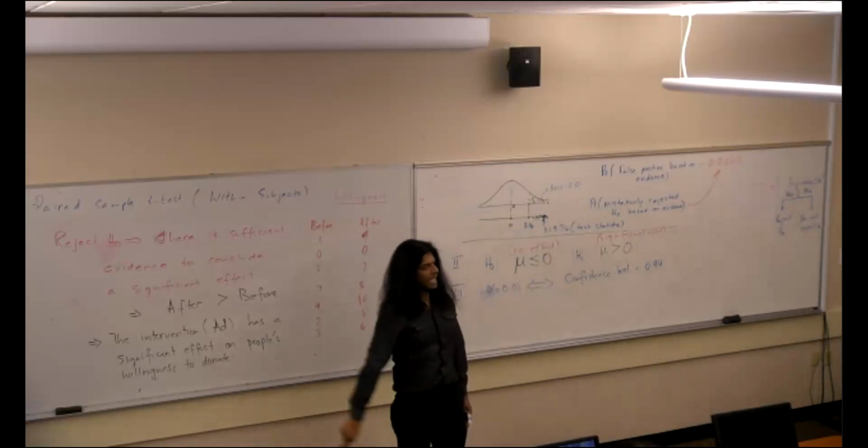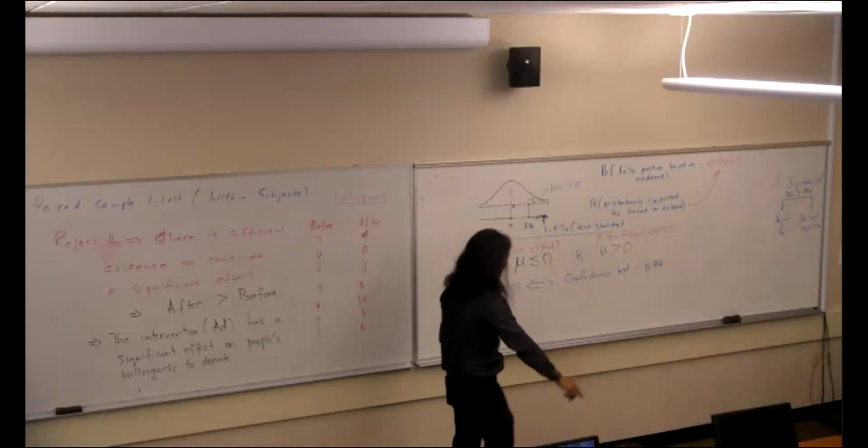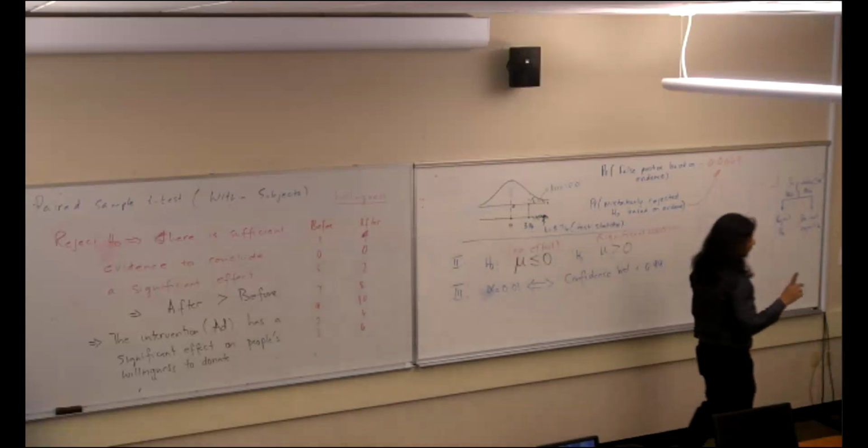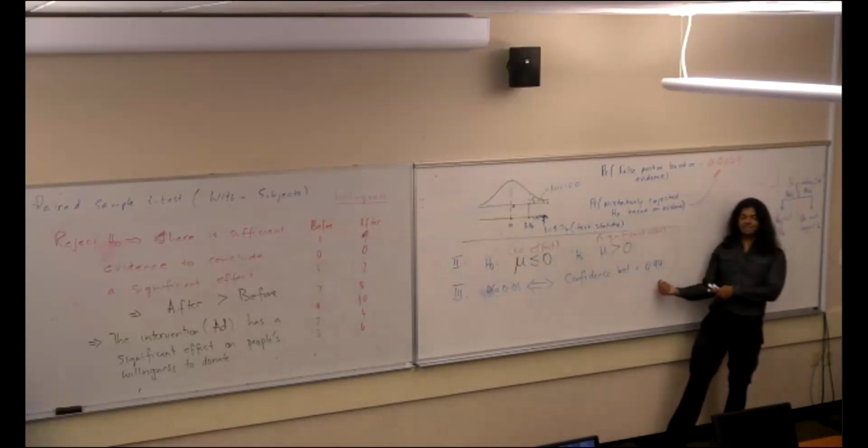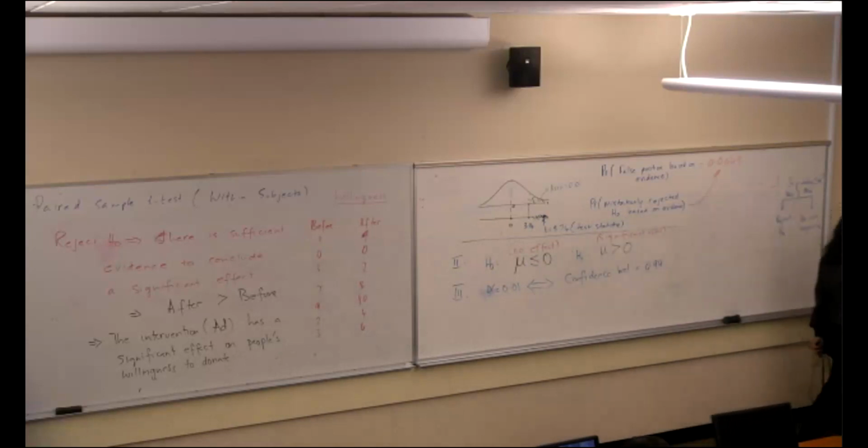0.01 would mean we have 0.99, so put in 0.99, don't put 0.01. That is the level of significance. This is the confidence level. Hit enter and tell me what you get.